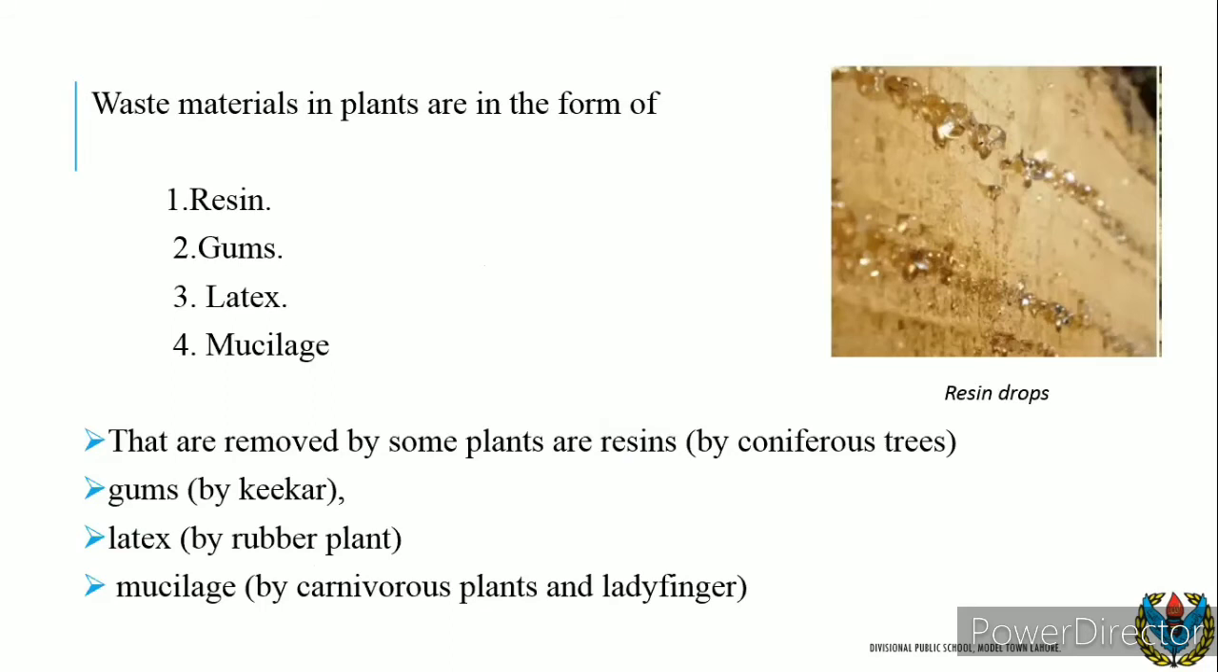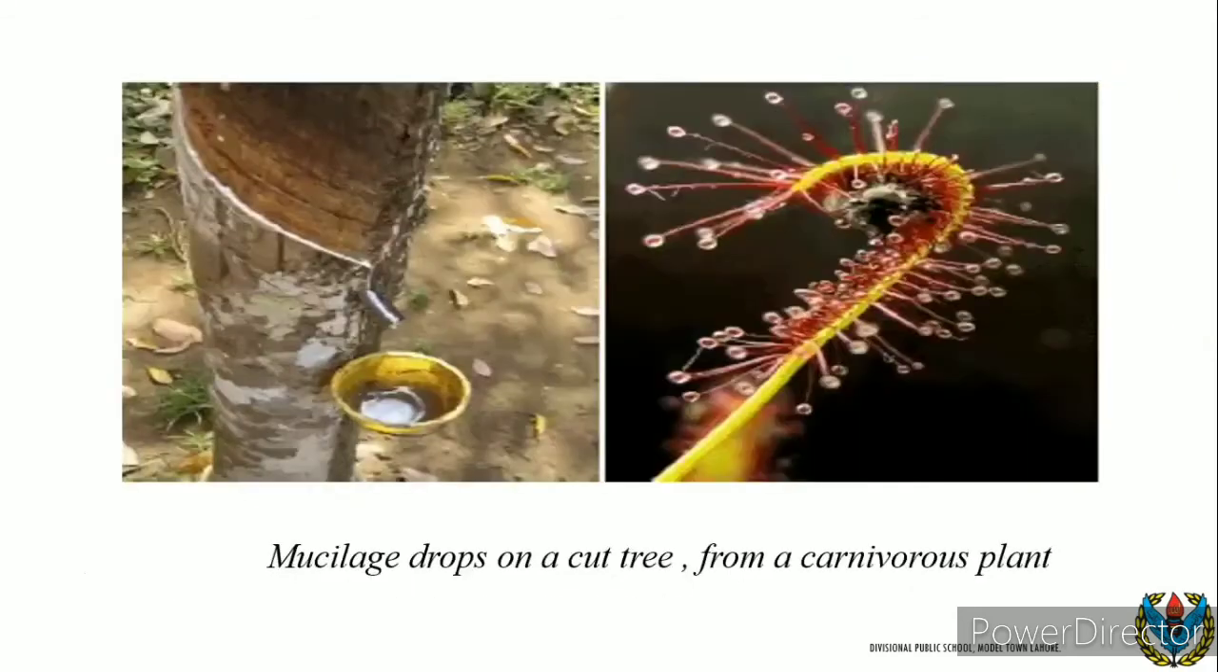Different waste materials in plants are actually in the form of resin, gums, latex, and mucilage. That are removed by some plants: resins, as happens in coniferous trees; in the form of gums, as in kikar; in the form of latex, as in rubber plants; in the form of mucilage, as in ladyfinger and in carnivorous plants. Resin drops are seen in the picture. Mucilage drops on a cut tree and from a carnivorous plant are seen in the picture.